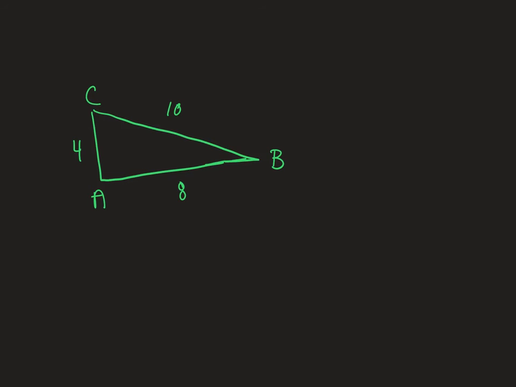Okay, to find the perimeter of a polygon, you just add up all of the sides. So in this case, to find the perimeter, we would do 4 plus 10 plus 8, right, which would give us a perimeter of 22. So perimeter is the distance around, so you just add up all the sides.